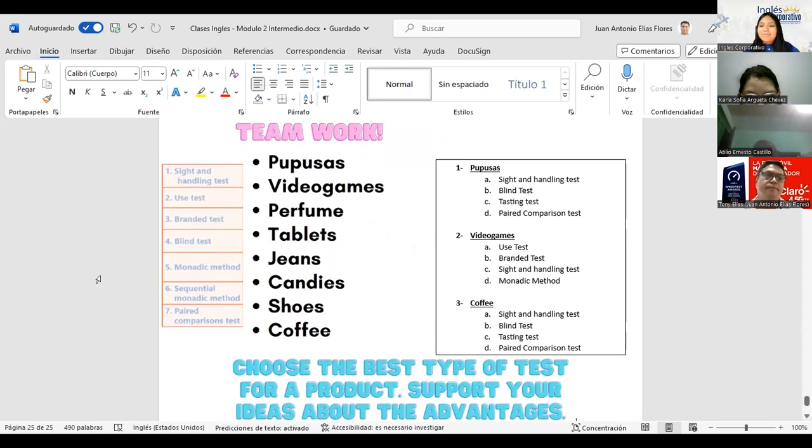For COVID, it's necessary the sight and handling test, the blind test, and probably the comparison test. Bring the test to validate the quality of the product and compare it with other products to see the quality. Okay, that's it. All right.